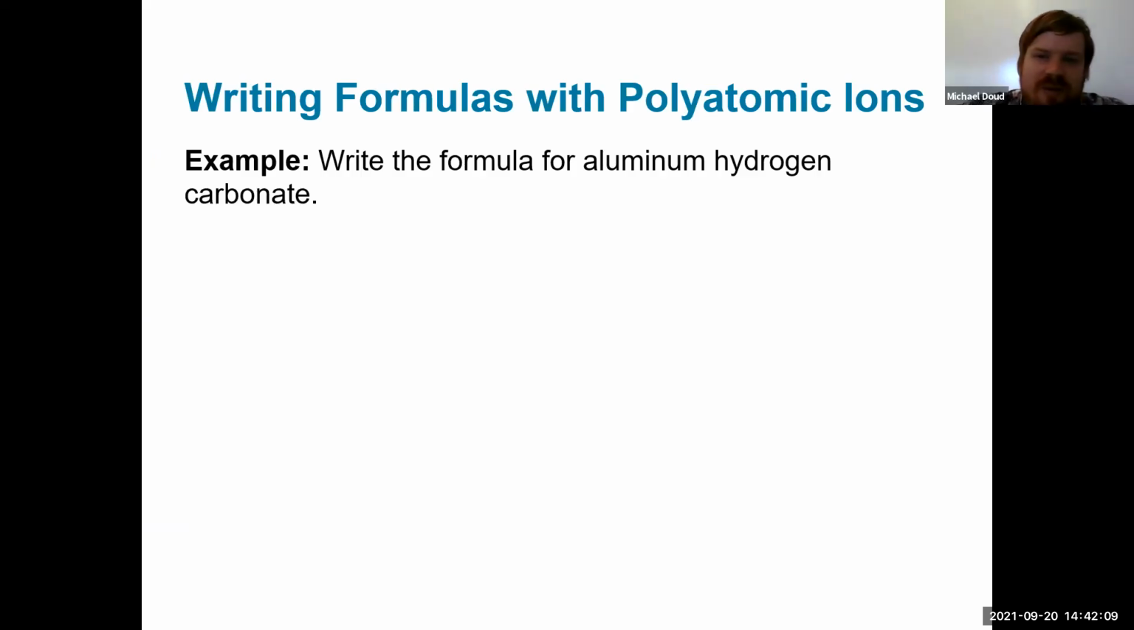Okay. So when we're writing formulas with polyatomic ions, let's do an example together. Aluminum hydrogen carbonate. Well, how are we going to do this? We note that we have aluminum, and we know that aluminum as our cation is always going to be aluminum 3+. Now, what about hydrogen carbonate? Well, we can remember that carbonate is CO3 2-, so carbonate plus H+ gives us hydrogen carbonate, which is HCO3 with a 1- charge.